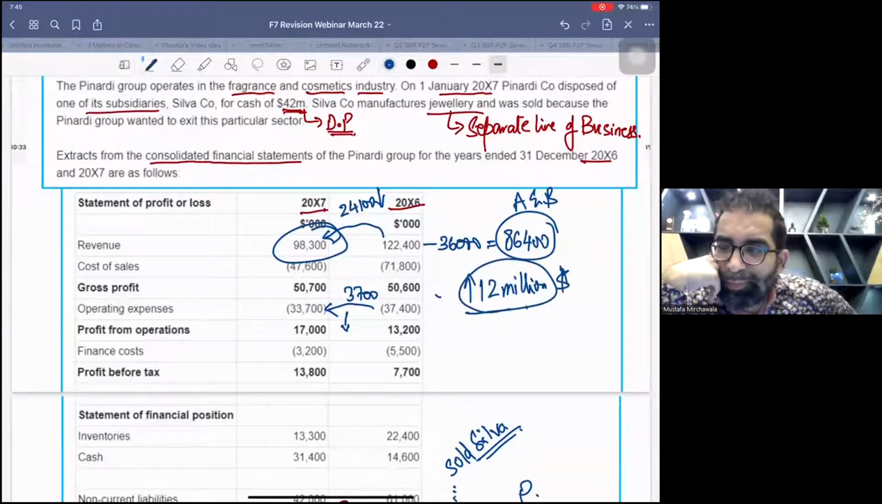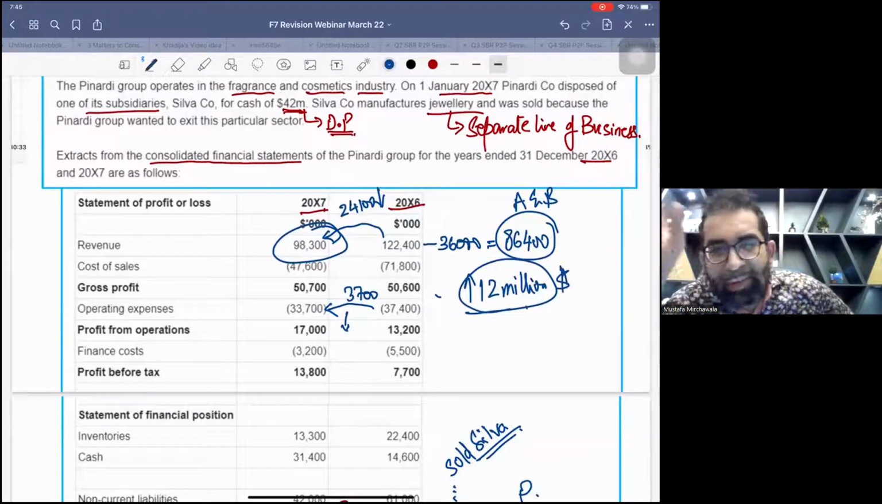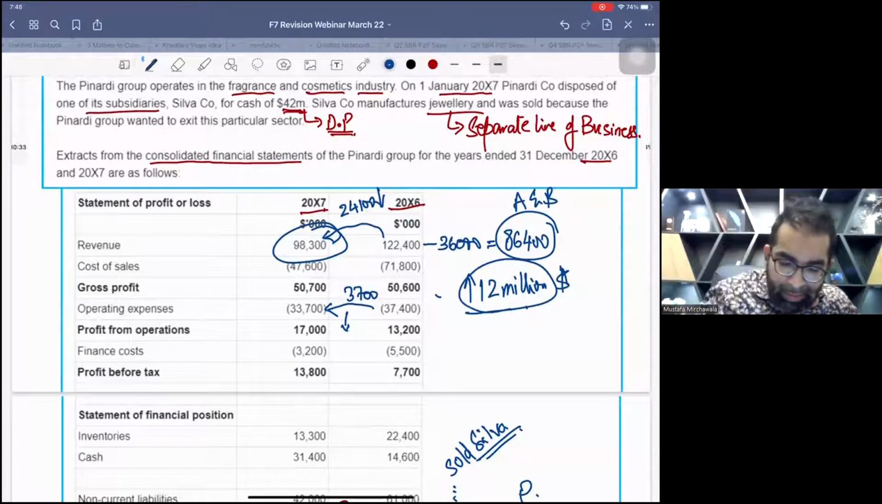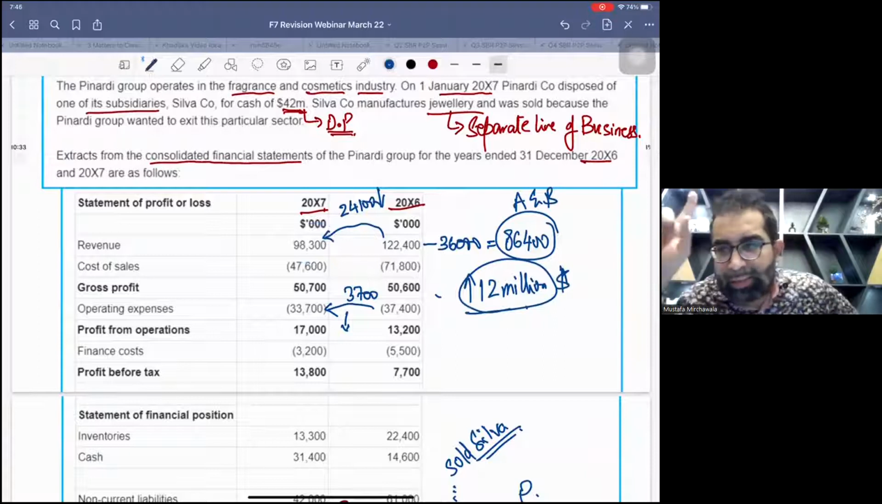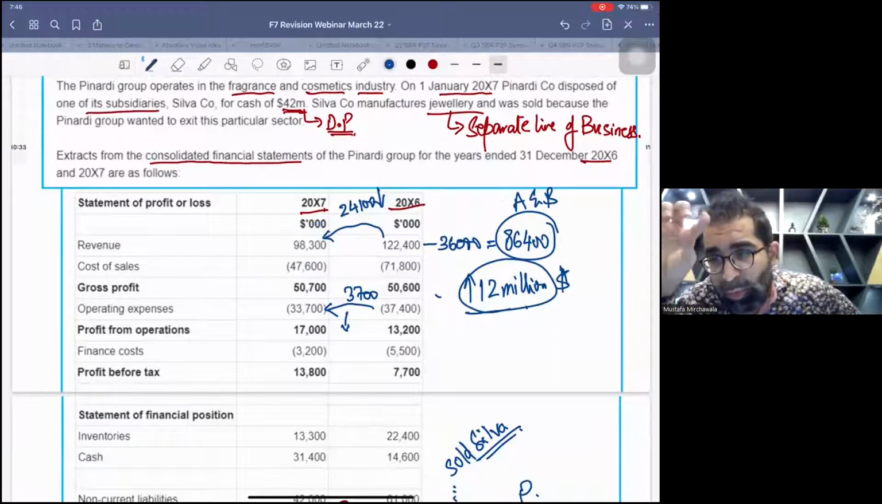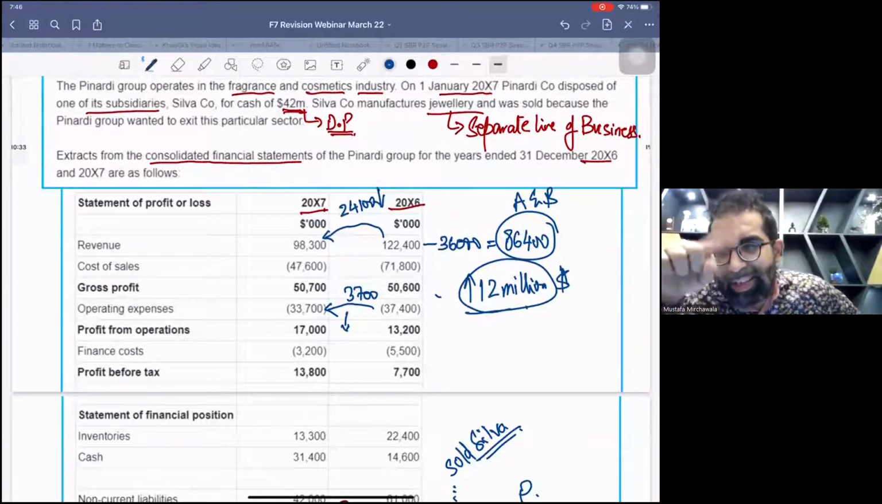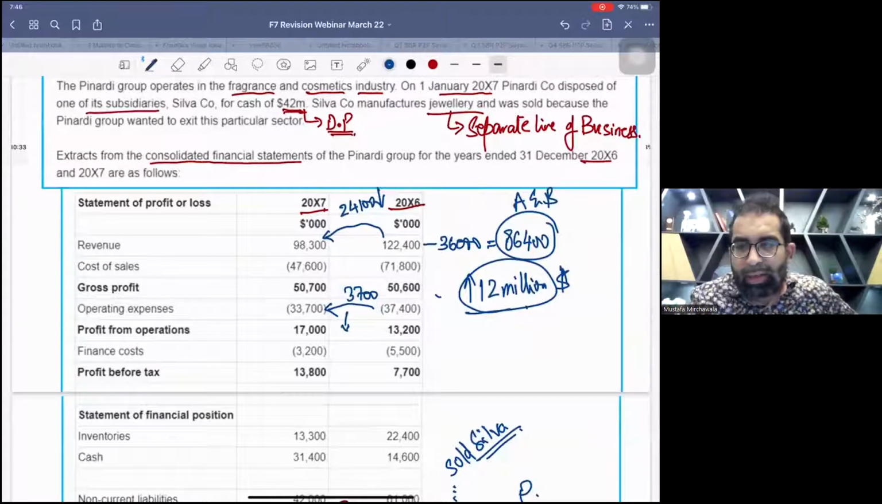Are you getting the point? Previously, the comparison was not like with like, but now the comparison is like with like. So last year it was 86,400 without Silva, and this year it is 98,300. Okay. Right.